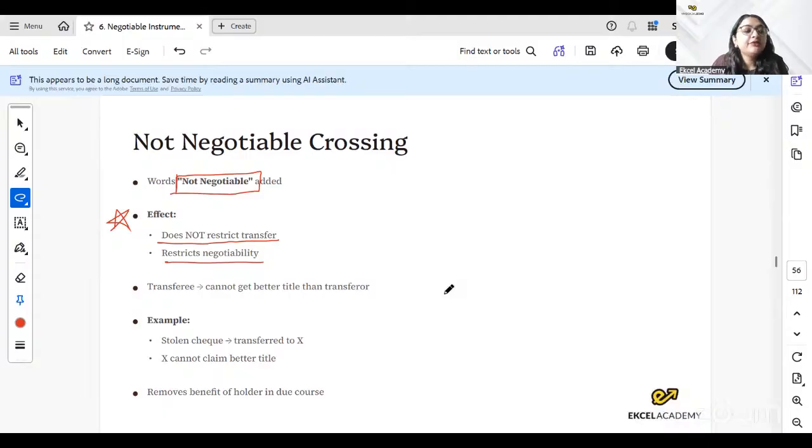Let's say, for example, a stolen check is transferred to X. Do you think the person who transferred it had authority? No, because it was stolen, so X cannot claim a better title. If "not negotiable" was not mentioned, then X could claim a good title. It removes the benefit of a holder in due course. Whatever title the transferor had, the transferee will get title only to that extent.